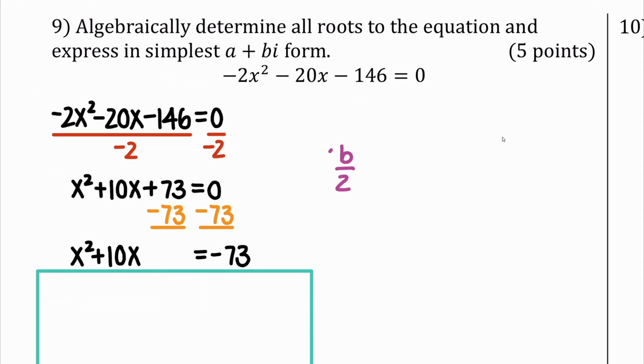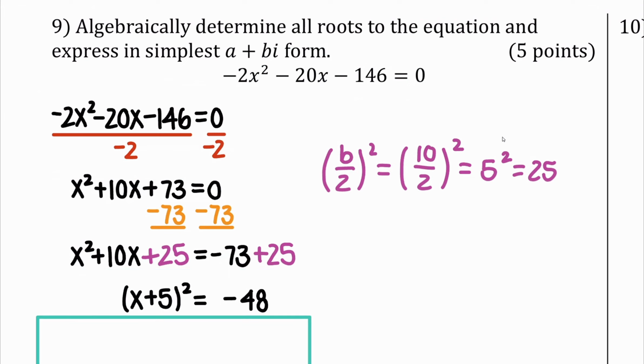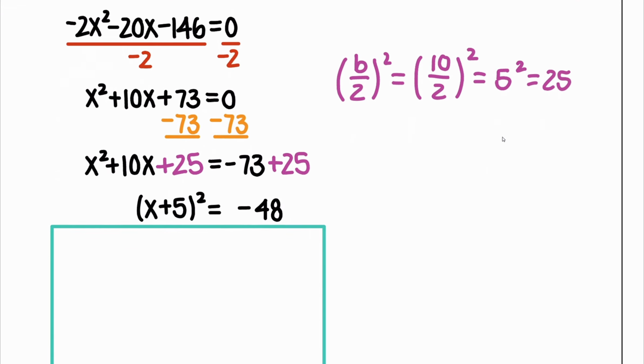So from here we're going to complete the square by adding b over 2 squared on both sides of the equation, and b in this case is 10, so 10 over 2 squared will give us 5 squared, or in other words 25. So we're going to add 25 to both sides of the equation to maintain equivalence. And on the left side we're going to factor that into x plus 5 squared, while on the right side gives us negative 48.